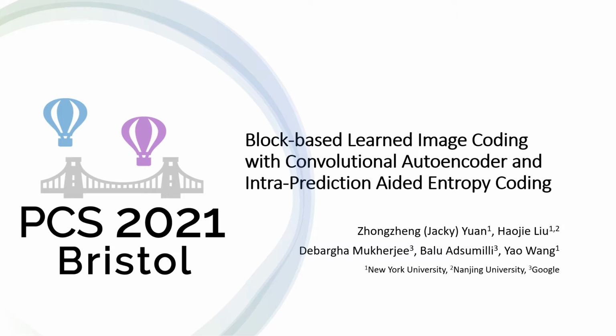I will be presenting our paper, Block-Based Learned Image Coding with Convolutional Autoencoder and Intra-Prediction Aided Entropy Coding. This work was done jointly with Haojie Liu, Deepaga Mukherjee, Balu Adsumilli, and Yao Wang.